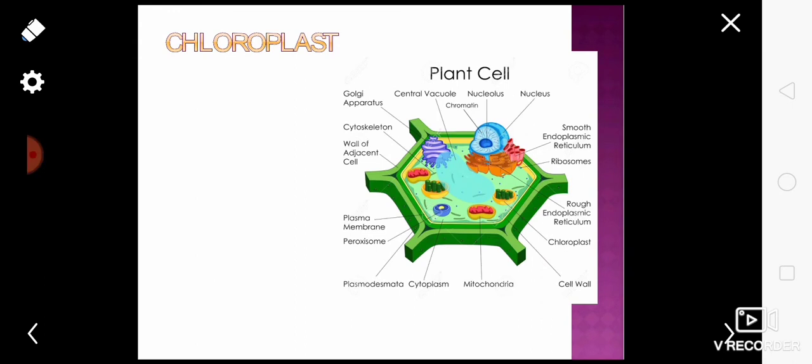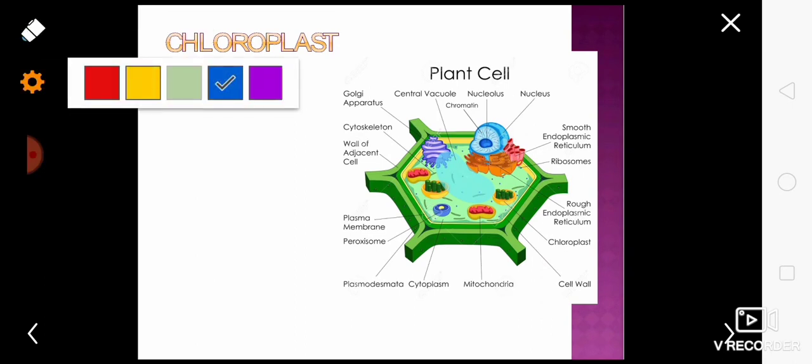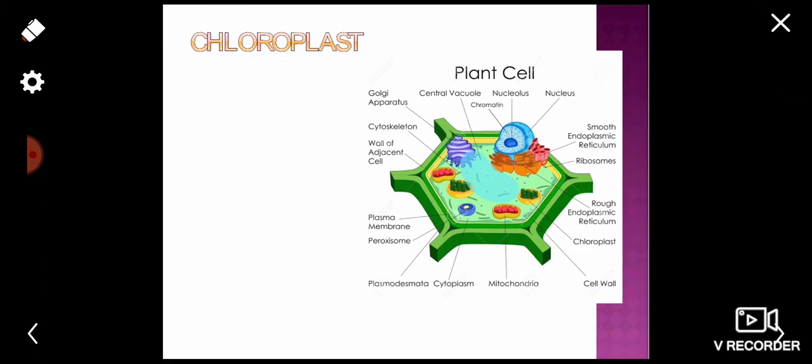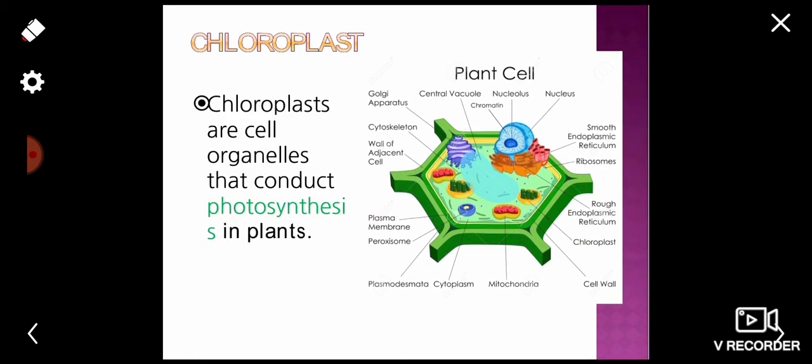So this is the diagram. You can see here a plant cell, and in this plant cell we can see so many cell organelles. And this is chloroplast, two chloroplasts you can see in this picture. I told you the main function of chloroplast is that it helps for photosynthesis, because the chloroplast contains a pigment known as chlorophyll which helps for the process of photosynthesis.